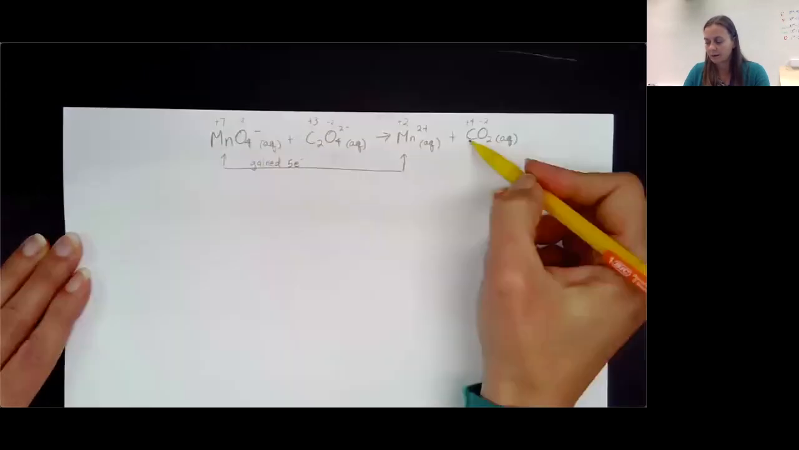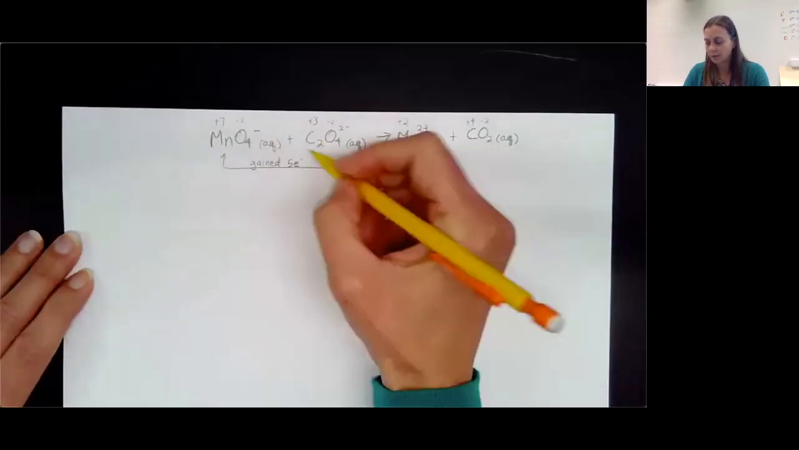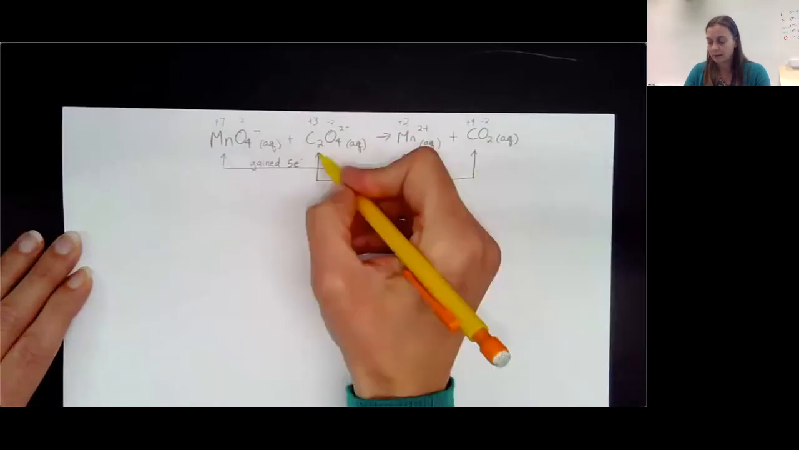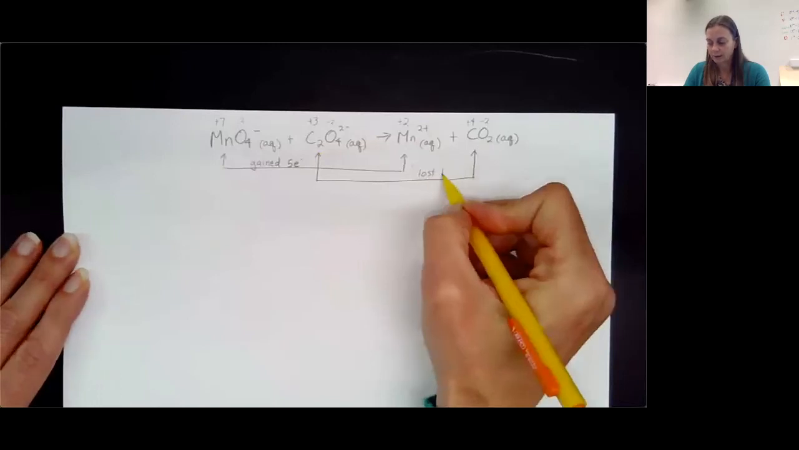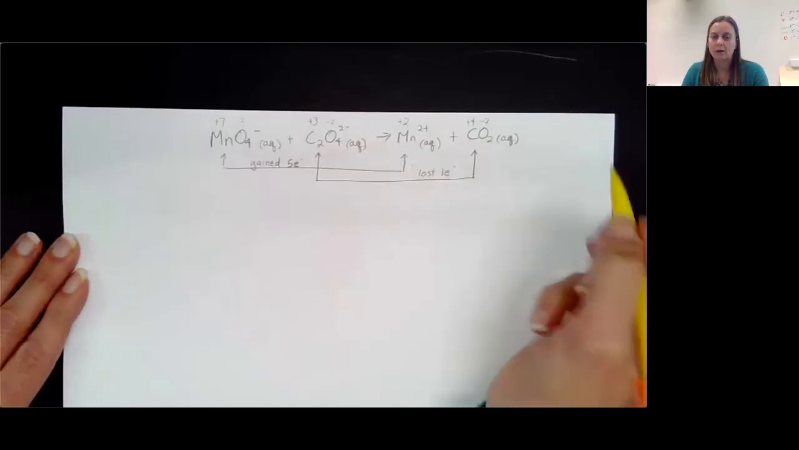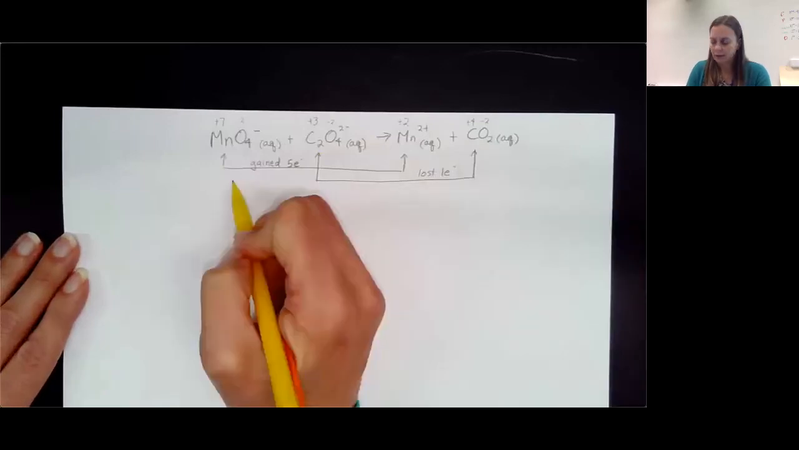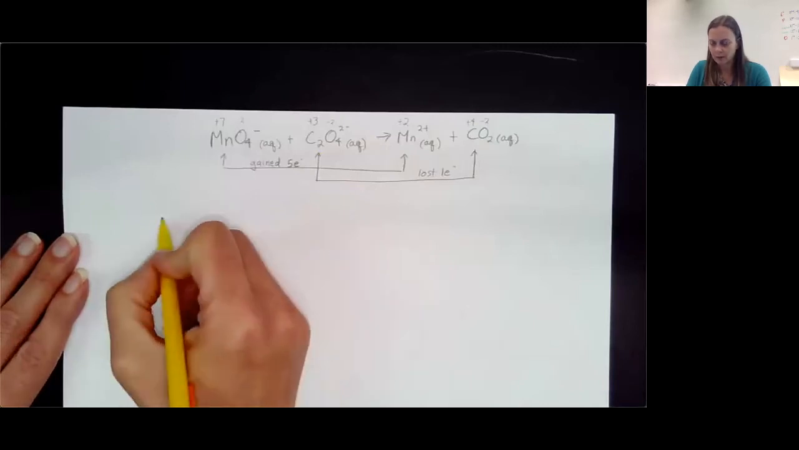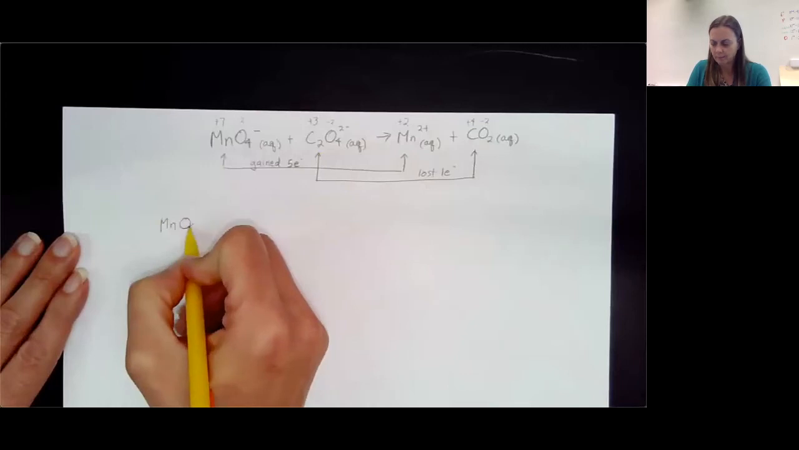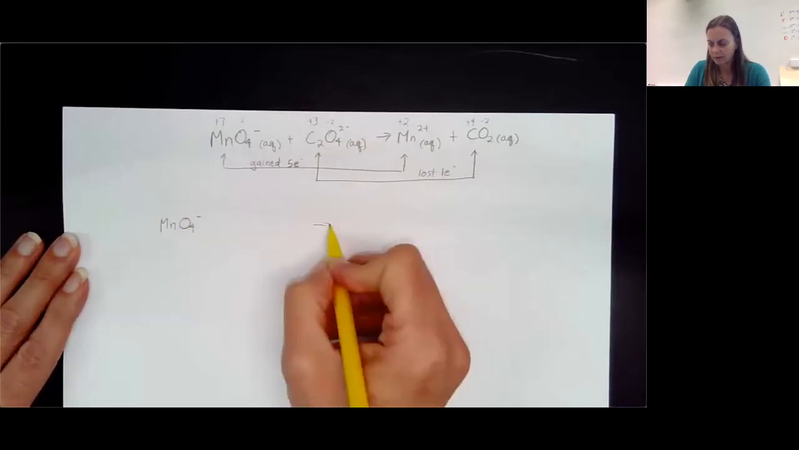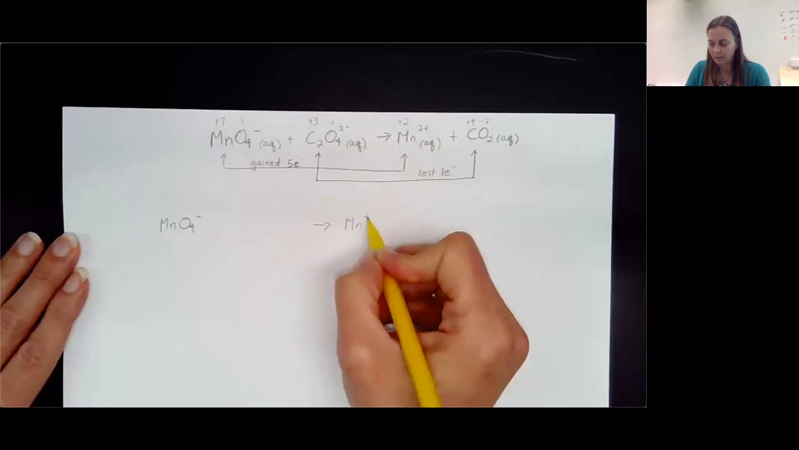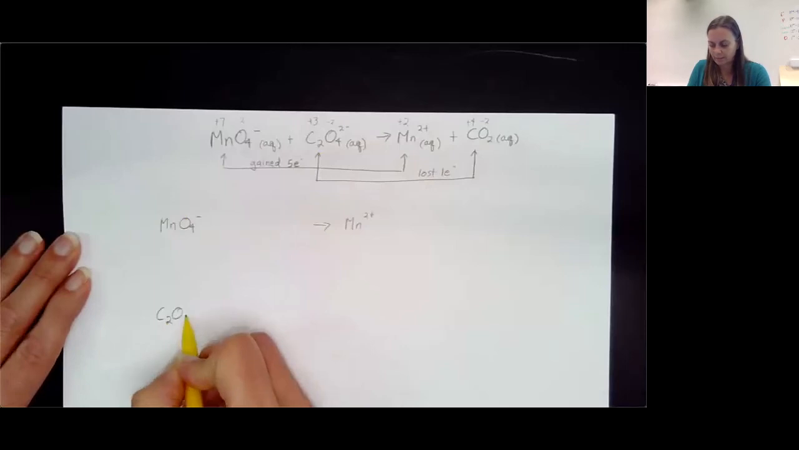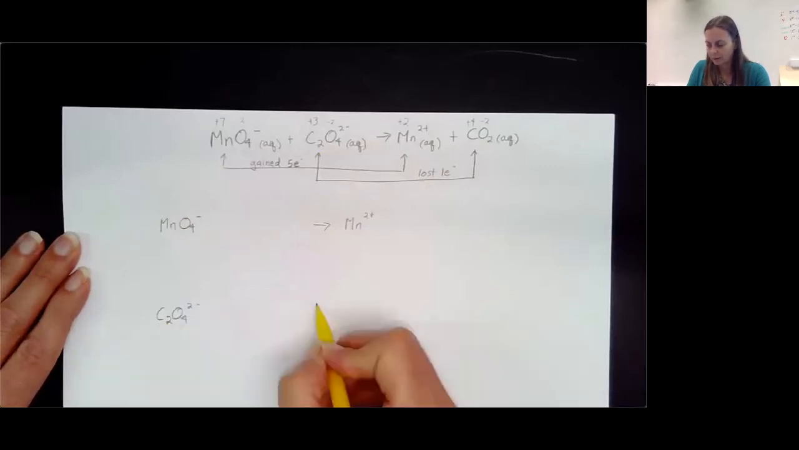On the other hand, we see that our carbon went from a +3 to a +4. So we know that it must have lost electrons. So we're going to say that it lost 1 electron. Okay. So let's take a look, and we're going to separate this out into our half reactions. So my first half reaction is going to be the permanganate ion forming the manganese 2 ion. And my second half reaction is going to be the oxalate ion forming carbon dioxide.